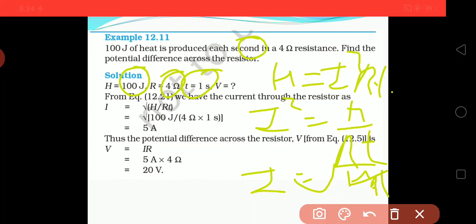Now substituting all the values which we are getting from the question: H is 100 joule, R is 4 ohm, and same way T is 1 second. So it will be 5 ampere. And same way from Ohm's law we will get the volt.